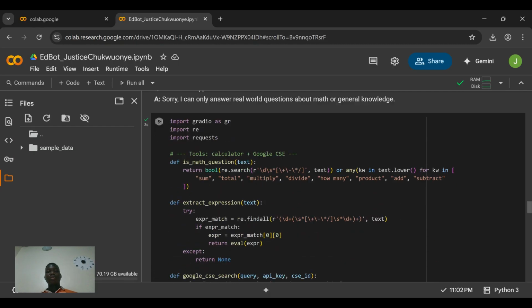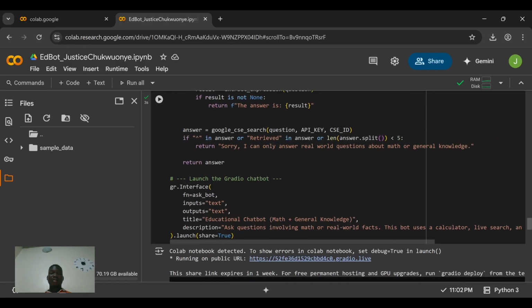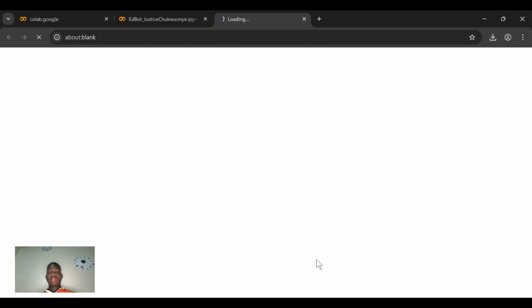Also, before I forget, I deployed my chatbot on Gradio, and I'll be launching it on Gradio and testing it. I would be testing the chatbot using three different questions. First, a math question; second, a general knowledge question; and the last one will be a wrong question, to see how the model works on wrong or invalid questions.